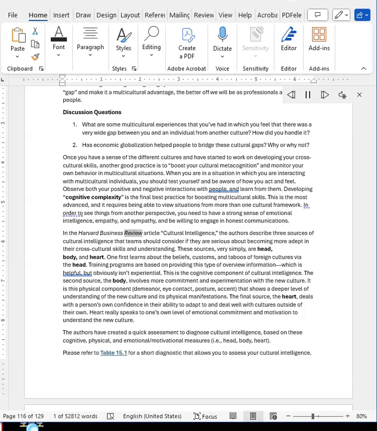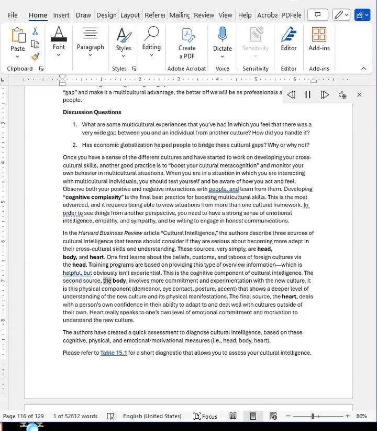In the Harvard Business Review article, Cultural Intelligence, the authors describe 3 sources of cultural intelligence that teams should consider if they are serious about becoming more adept in their cross-cultural skills and understanding. These sources, very simply, are head, body, and heart. One first learns about the beliefs, customs, and taboos of foreign cultures by the head. Training programs are based on providing this type of overview information, which is helpful, but obviously isn't experiential. This is the cognitive component of cultural intelligence.